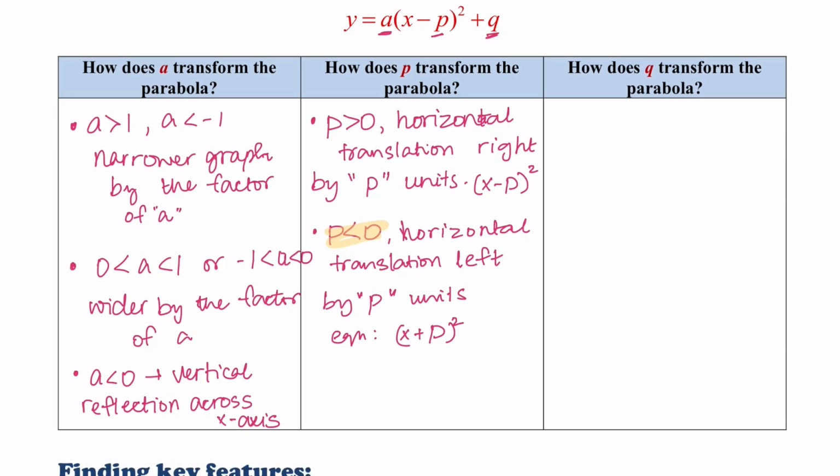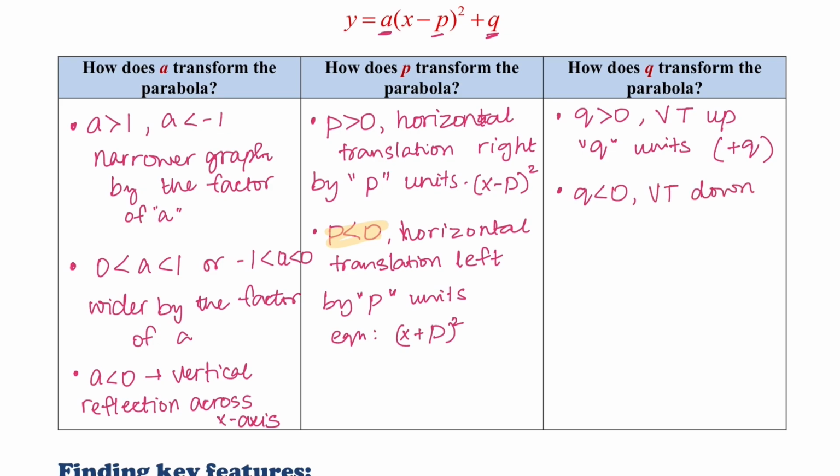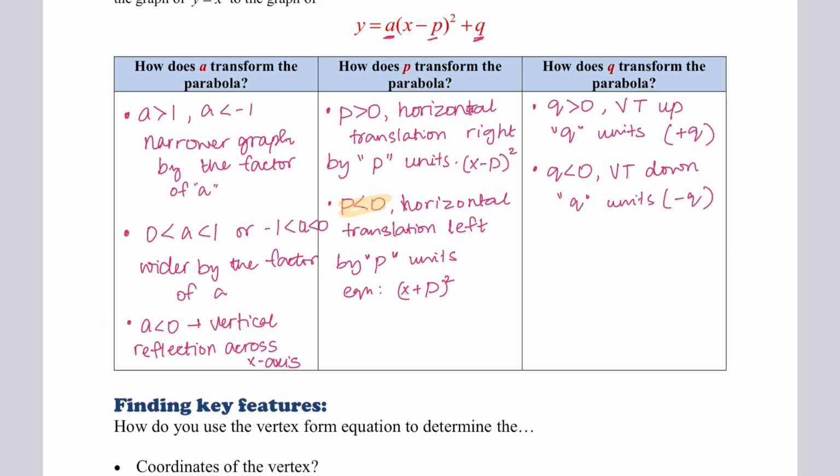What was Q for? Vertical translation. So Q is greater than 0, so we have a vertical translation up by Q units. So you'll have a plus Q. If Q is less than 0, you'll have a vertical translation down by Q units. So Q will be negative. Okay. All good?